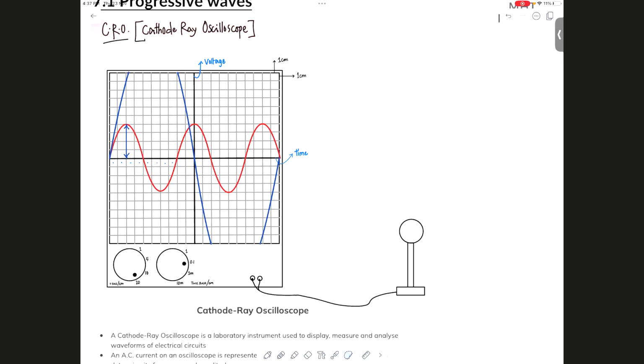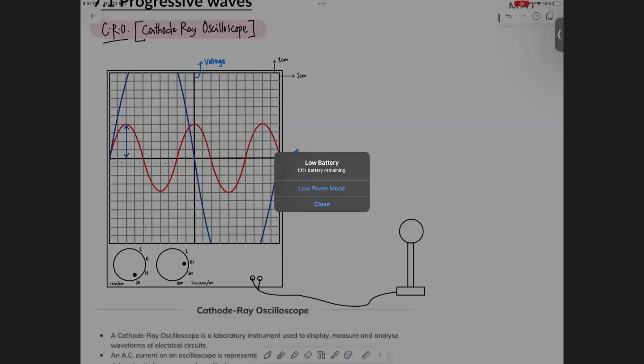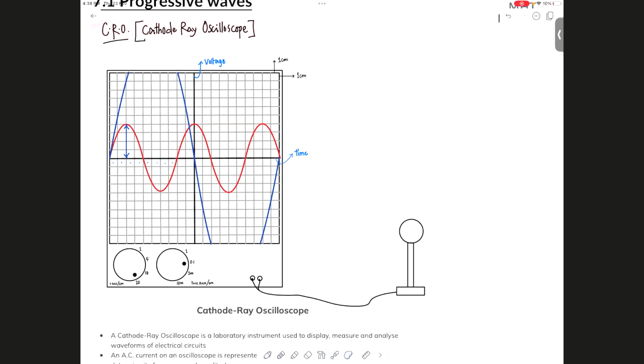So what is this device? It's called a CRO, cathode ray oscilloscope, right? And it was there in your O levels. But what was the problem with O levels? It was in varying degrees. IGCSE students, you had just the basic version. GC students it was too extreme. And in the old GC syllabus, it was even more extreme.